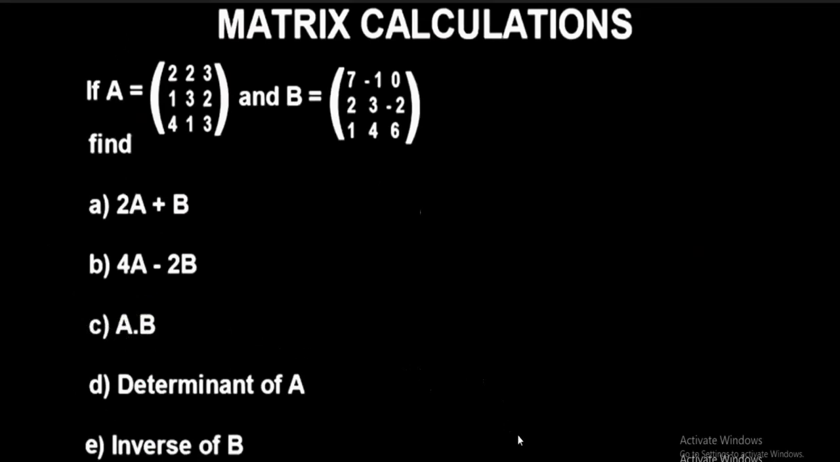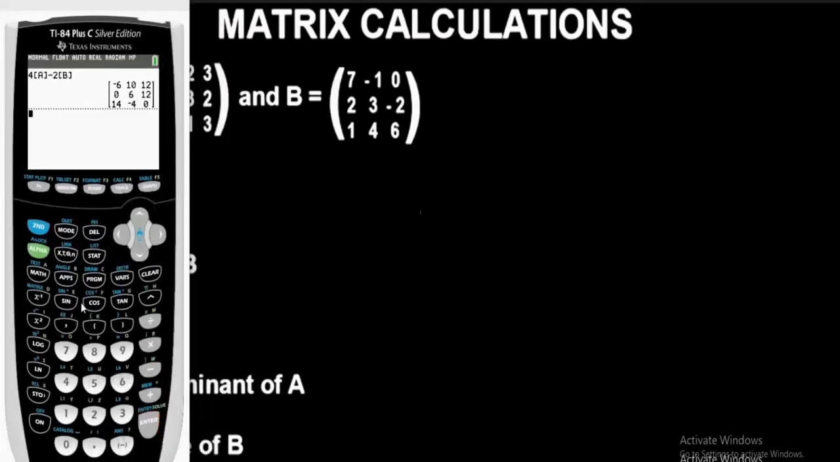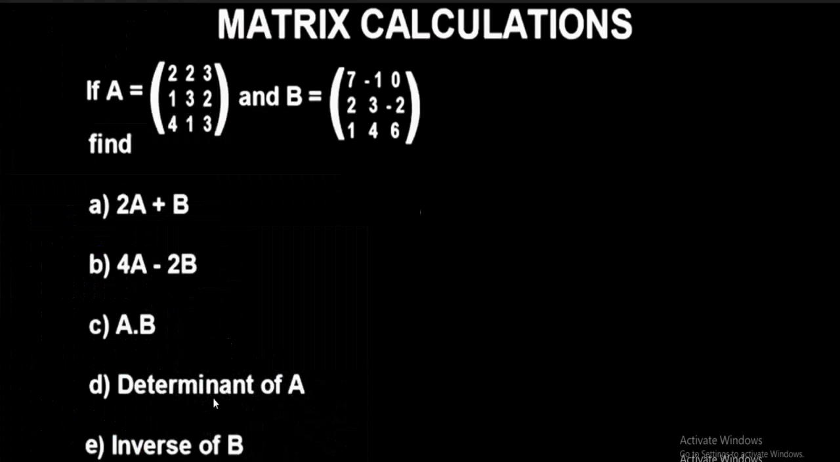A times b, okay. So let's clear this. Alright, so we have second, this button. So we have math A times math B. Press second, this button. Come down, press 2. Alright, press enter. So this will give you the product. It's as simple as that guys. So let's go to determinant now guys.